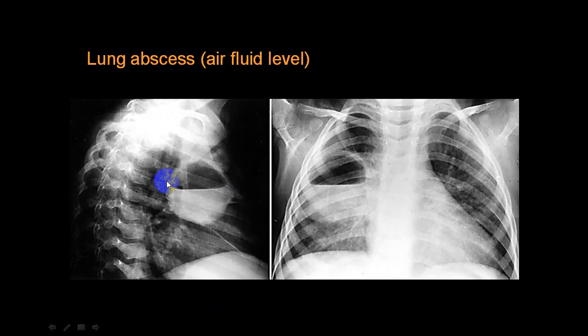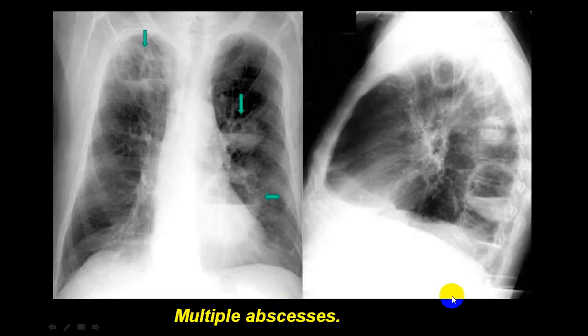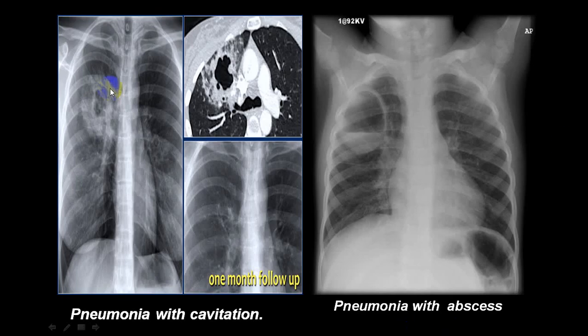You can see a round shadow, radiolucency, radiopacity, and air fluid level. And whenever you see this, you label that as an abscess. But if you don't see your air fluid level and you see a round shadow, then we call it an empty cavity. You can see multiple: 1, 2, 3. So multiple abscesses.